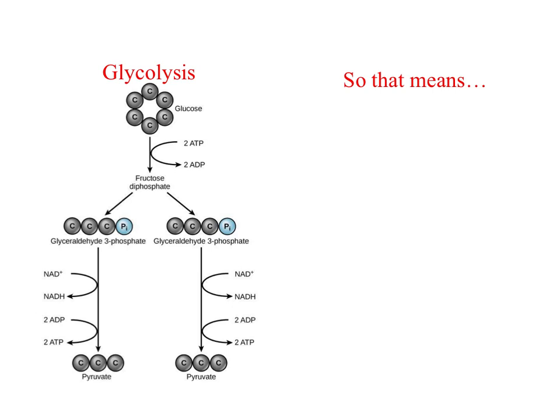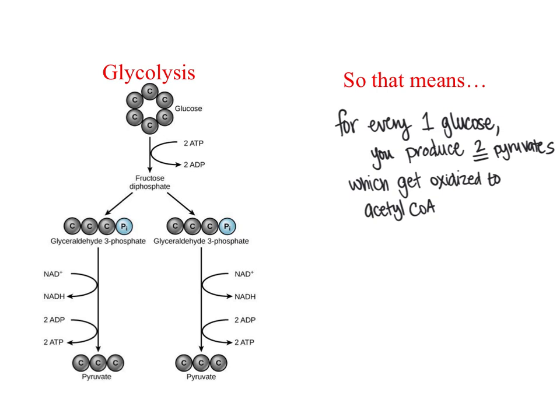So that means for every 1 glucose molecule, you produce 2 pyruvates, meaning that both of these pyruvates will get oxidized down to acetyl-CoA. So you'll end up with 2 molecules of acetyl-CoA, 2 molecules of carbon dioxide, and 2 NAD+ reduced to NADH.